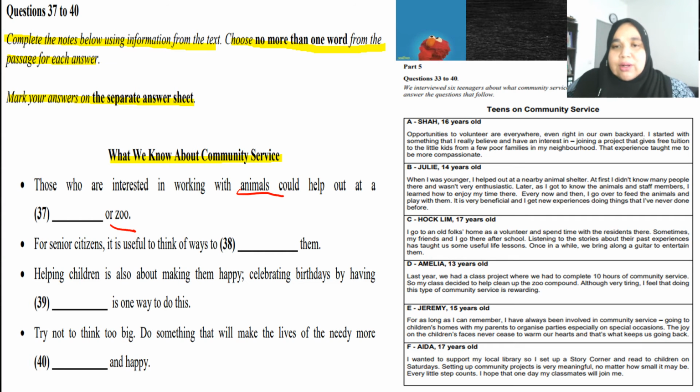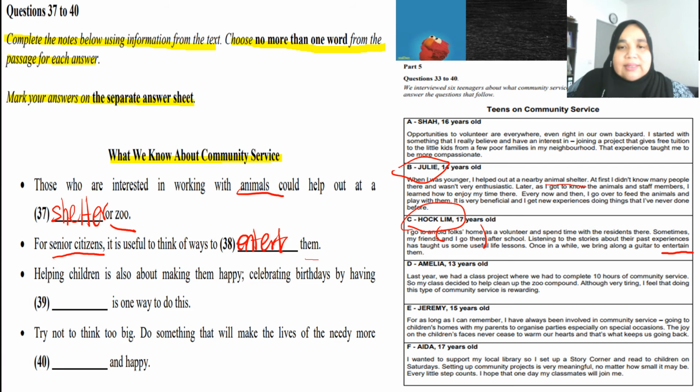So go through all the statements, and it obviously comes from Julie. Julie helps out at a nearby animal shelter. So they could help out at a shelter or zoo. Second, question 38. For senior citizens, it is useful to think of ways to blank them. I guess it is from paragraph C, Hotling, who went to old folks' homes to make them happy. Happy is similar to the word entertain. So the answer is entertain them.